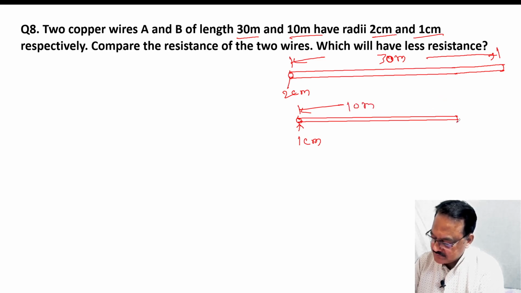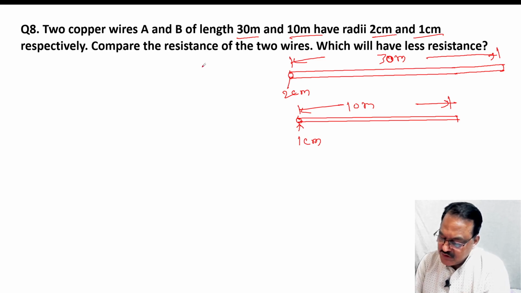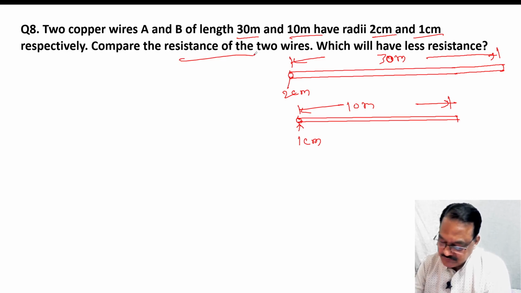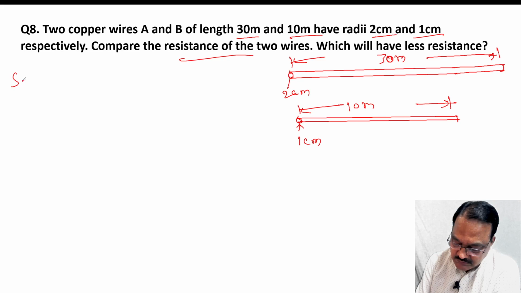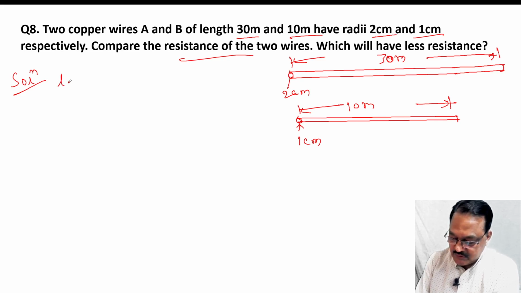Okay, let us suppose this is 10 meter. Resistance is to be compared here. First we can write what is given as per the question. The parameters are to be written for more clarity. Let us suppose the length of the first wire is L1, which is equal to 30 meter.